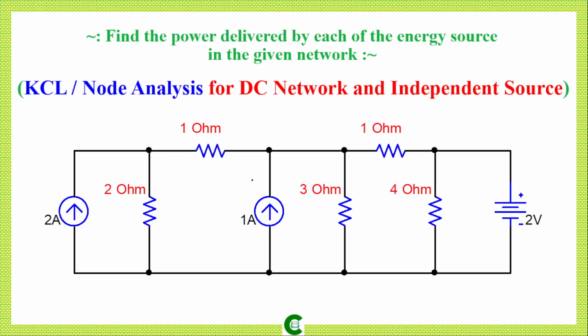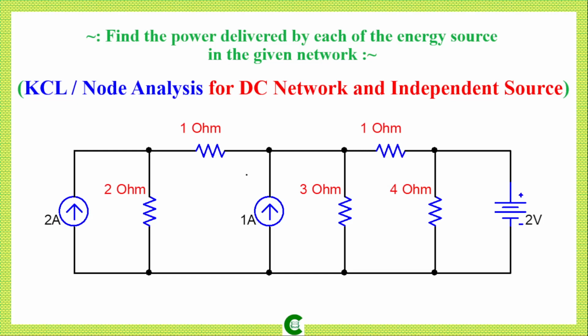If we go for KVL or mesh analysis, we will have three mesh equations, with three variables that we need to solve. And if we go for KCL or node analysis, then again we will have three equations from three nodes, and again three variables that we need to solve. But we know that the choice of application of KVL or KCL to simplify any electrical network depends on the number of meshes or number of nodes. Whichever is less, we go for that approach. But here we have three meshes and three nodes, so the choice is ours.